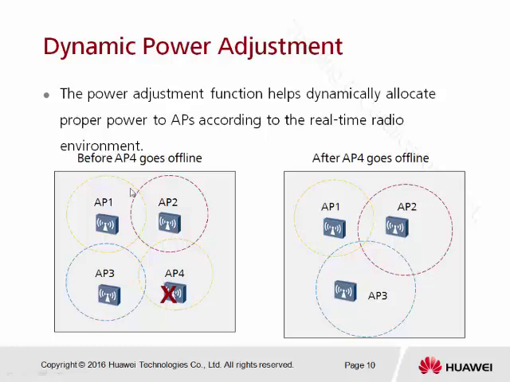So right here you can see before AP4 goes offline, everyone has almost the same BSA coverage area. AP4 is slightly smaller, but it doesn't matter. When AP4 goes offline, you notice AP3's BSA increases its coverage area. They can automatically detect when a surrounding AP goes down, and then adjust their power so the strength of the coverage area becomes bigger, giving a wider coverage in this area.